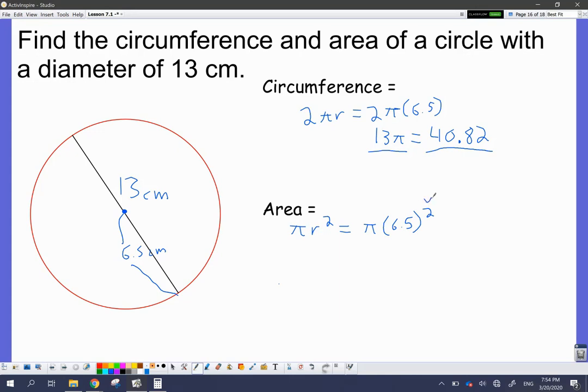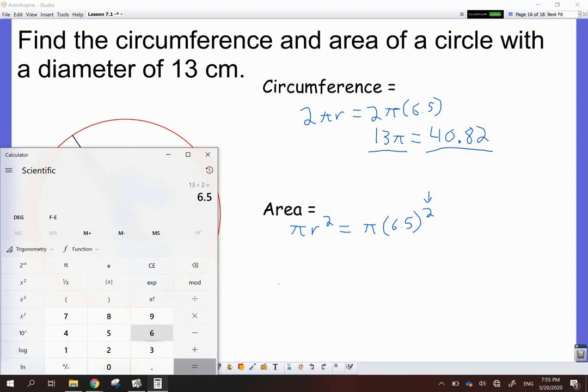This square right here only works for the 6.5. You are not squaring pi. That 2 is next to the 6.5 for a reason. We're only squaring the 6.5. We're not squaring the pi at all. So the pi is going to stay exactly the same. But the 6.5, we're going to square that. Remember, squaring is just the same as multiplying it with itself.